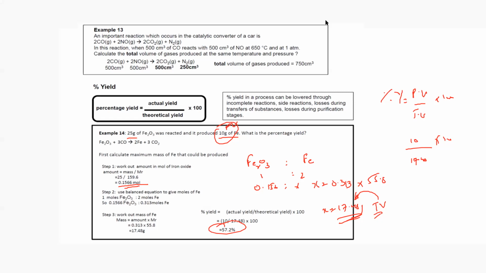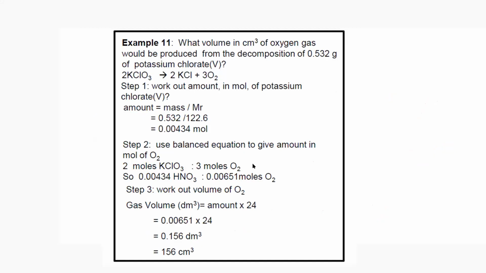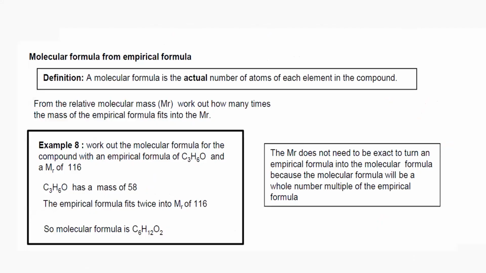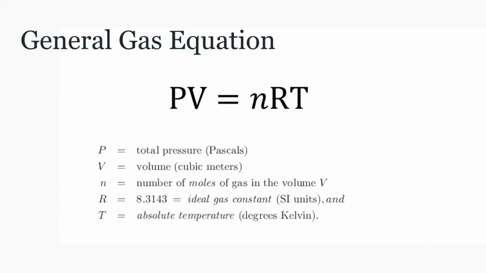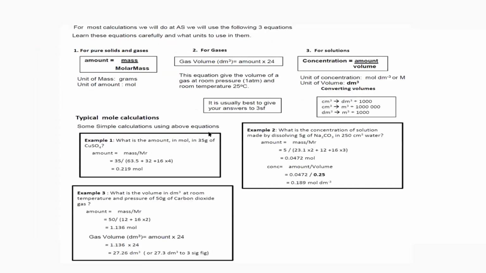So this is all about what we discussed in O level. Right now we only discussed these things. That's the reason why I quickly went through these topics, as we already completed them in O level. The only extra topics which we discussed are the general gas equation and the concentration in parts per million.